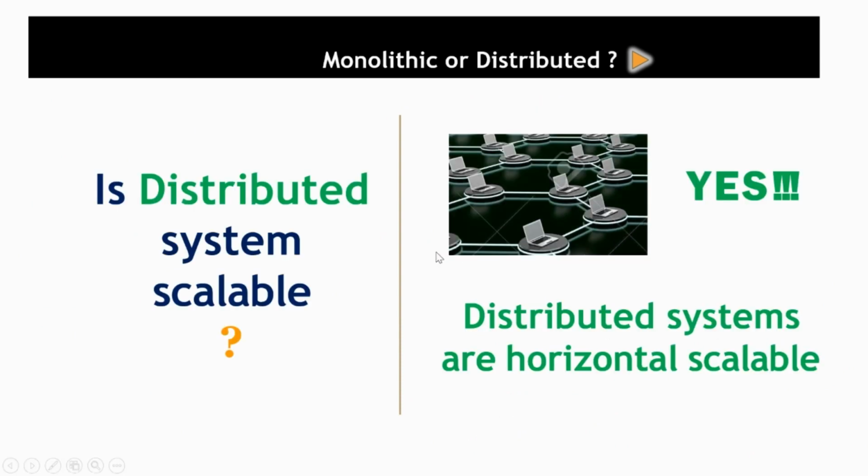Is a distributed system scalable? Yes, distributed systems are horizontally scalable. We can increase their capacity with as many nodes as we want. We can add that many systems.